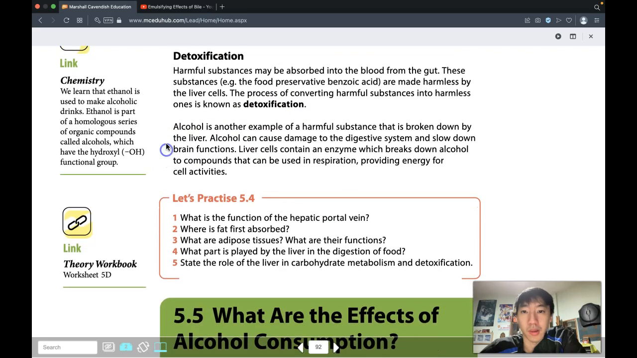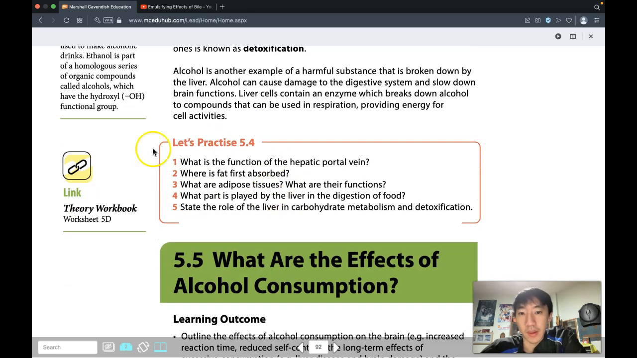Let's also talk about alcohol. Alcohol is another example of a harmful substance that is broken down by the liver. Alcohol can cause damage to the digestive system and slow down brain functions. Liver cells contain an enzyme which breaks down alcohol to compounds that can be used in respiration, providing energy for cell activities. So take some time to do this.